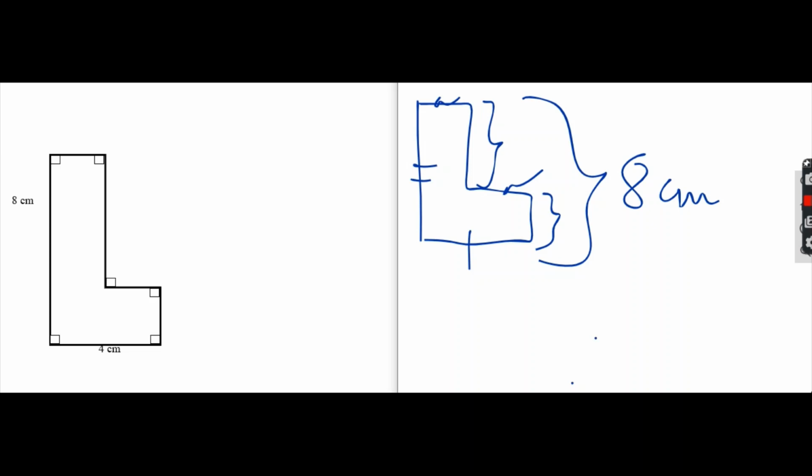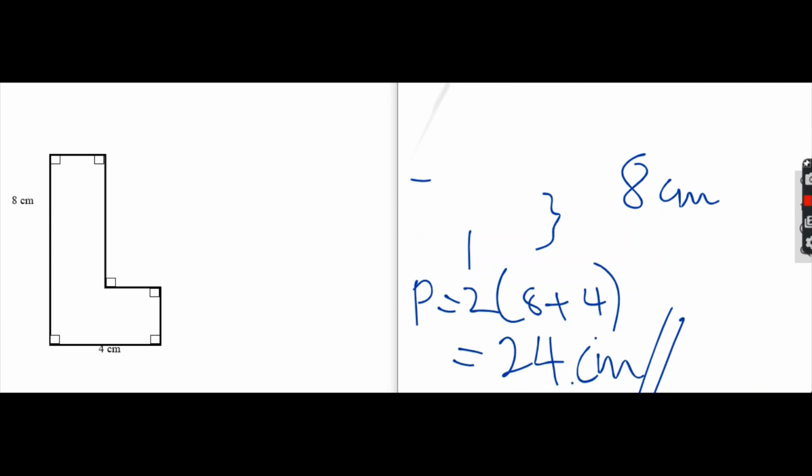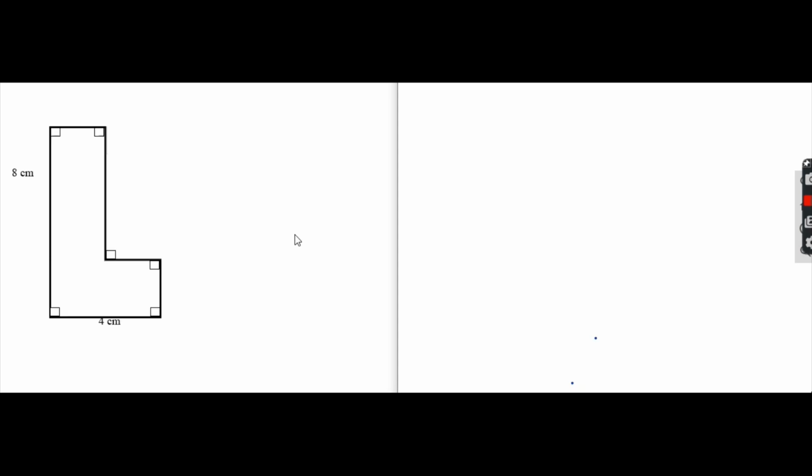So this is almost similar to finding the perimeter of a rectangle. So again we can say P equals 2 into 8 plus 4. So we know 8 plus 4 is 12, and multiplied by 2 would be 24 centimeters. I hope that's clear to you as well. So I'm just erasing this off. Let's see what we have next.